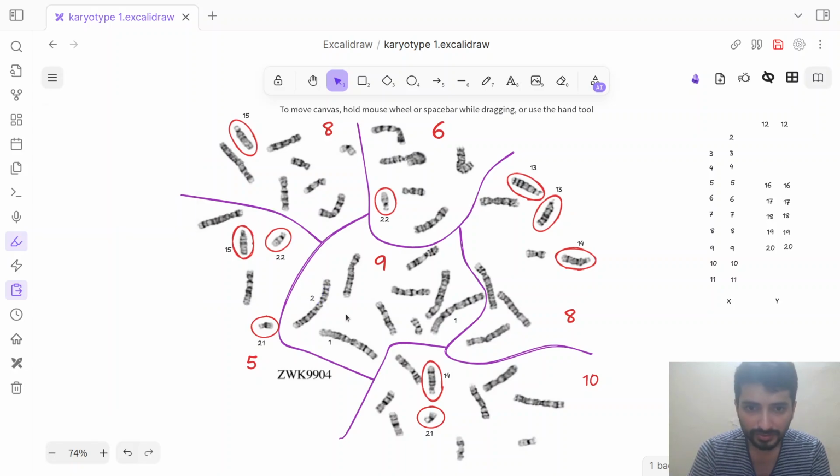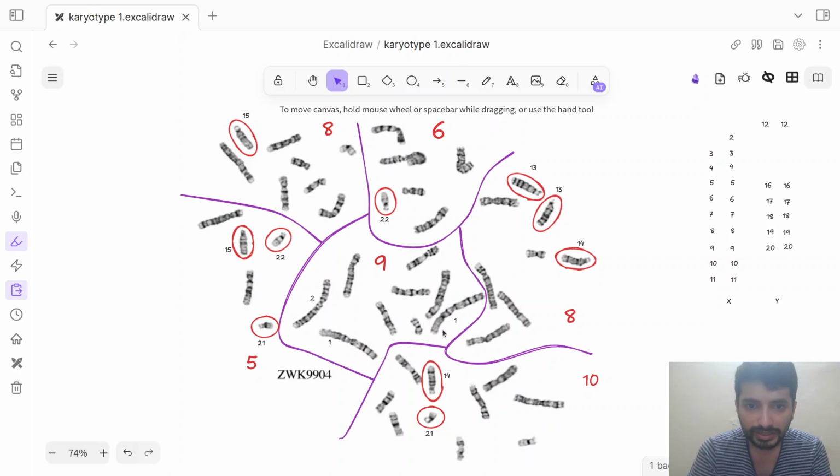And if I am to find another chromosome 2, so where is the other chromosome 2? Okay, we'll get back to it. Let's try to find chromosome 3.